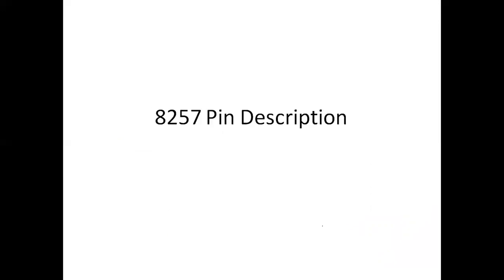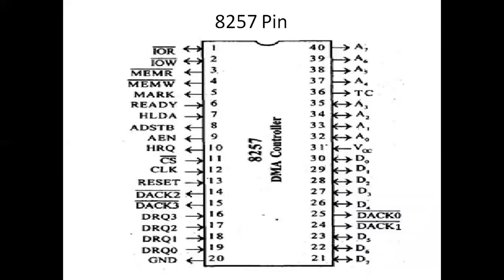Now we will see the pin description. Here we have 40 pins for this 8257 DMA controller. We will see which pin is used for what. First we start with DRQ0 to DRQ3. These are the 4 channels we have.